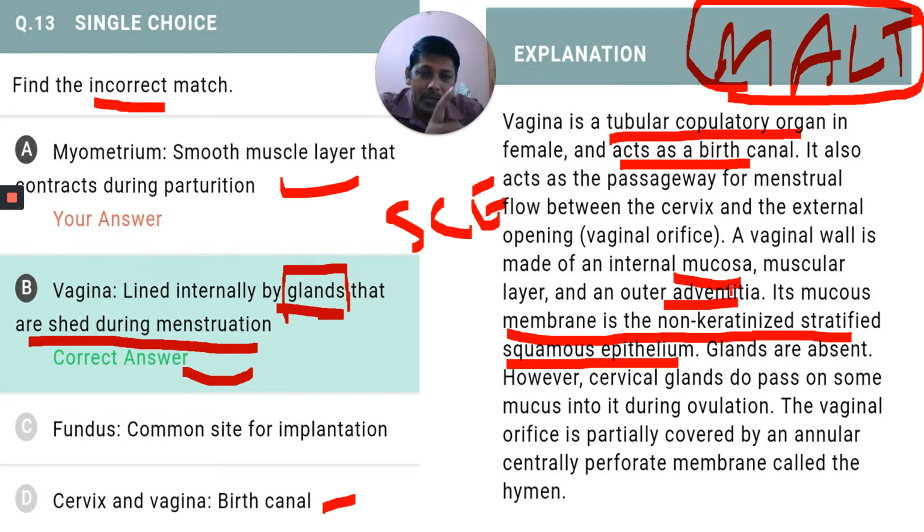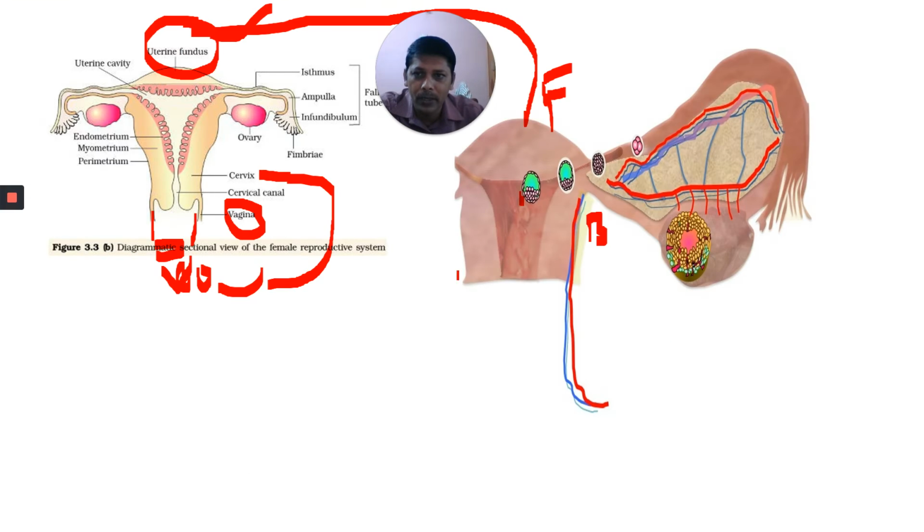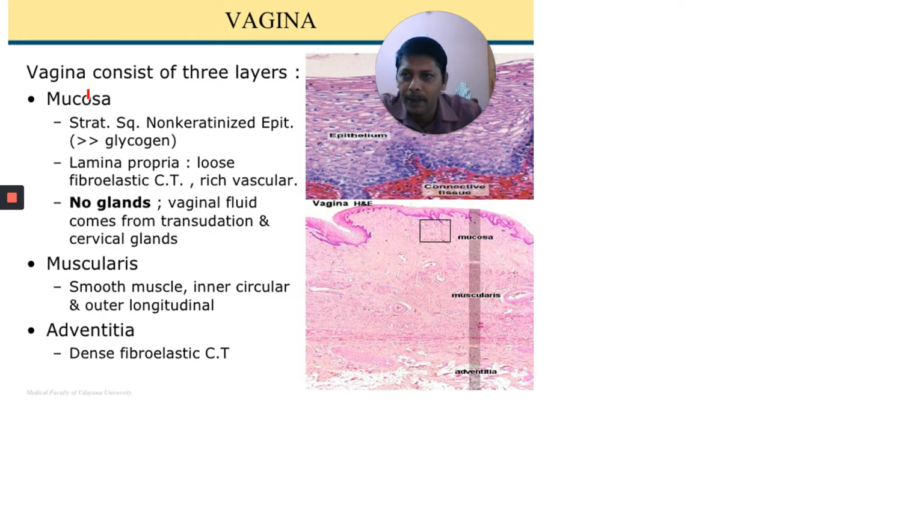Here, the vagina, very important one. Pharynx, upper part of the esophagus, anus, and next, vagina. These are all wet places. The wet places are lined by a very important one, non-keratinized stratified squamous epithelium. Glands are absent here. I will show you one slide.